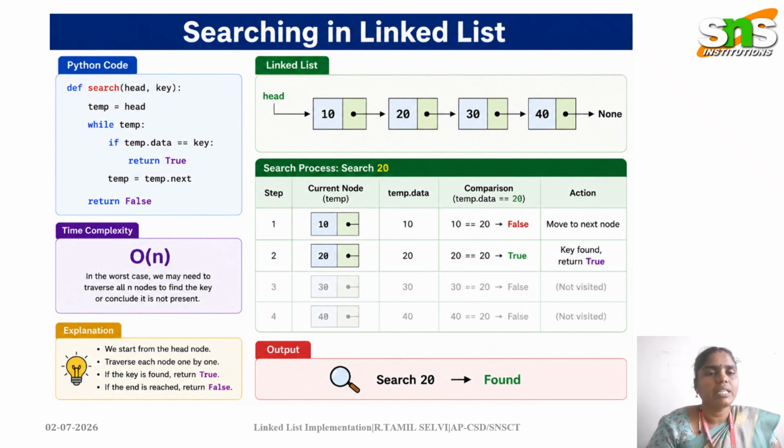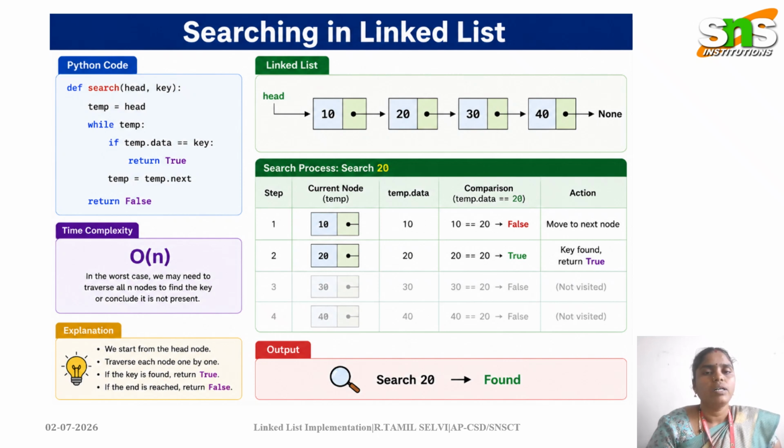Let's consider this Python code for searching in the linked list. In this Python code, we are creating a function named search with parameters head and key. Then we start from the head node and traverse each node one by one. If the key is found, it returns true. Else, if the end is reached, return false.